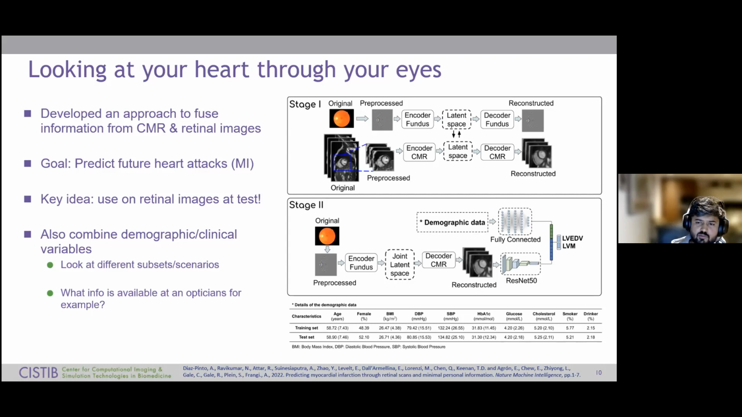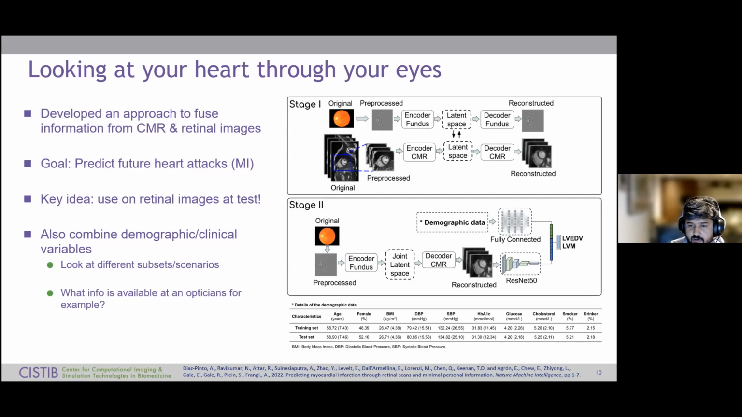So that's all very good, but what if we want to also look at how this fares in different scenarios? So we talked about how specific types of clinical measurements and demographic data are only available in a hospital setting and are not available at standard opticians or eye clinics.